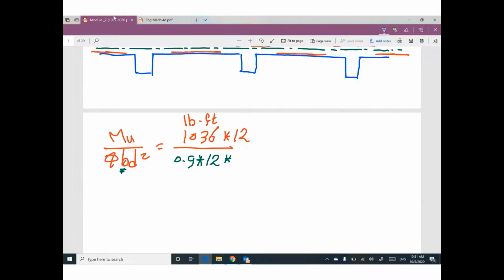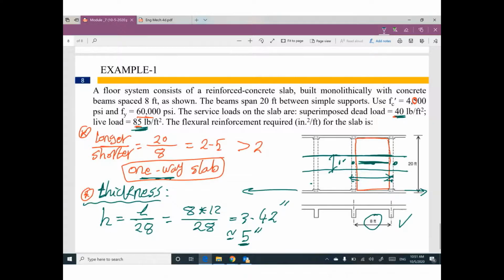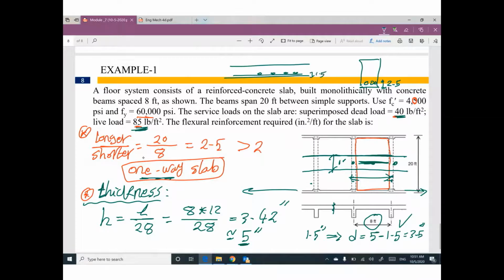Don't say 5 inch. Guys, 5 inch is the overall thickness, but I'm talking about depth. So I'm going to assume 1.5 inch cover. Then the depth will be 5 minus 1.5, which is 3.5 inch. Do you remember in the beam I assumed 2.5? In a slab it will be smaller. Here is the steel reinforcement, so this one will be 1.5, and the remaining distance will be the depth.